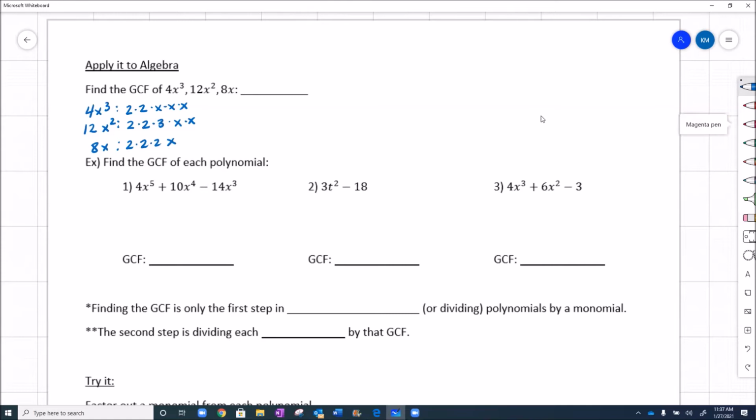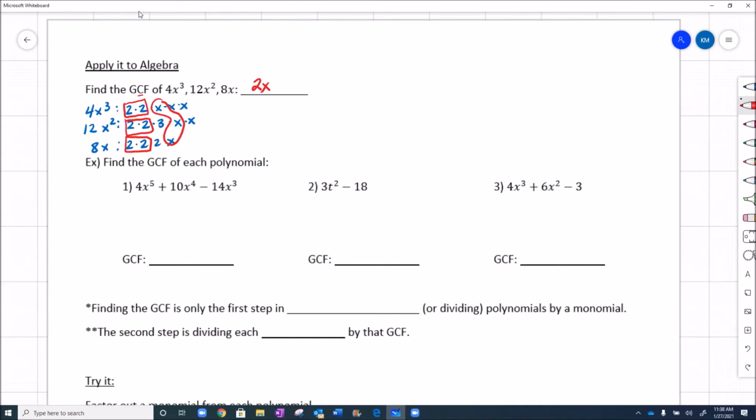Okay, as we look at this listing, we'll say, what do all these have in common? They all have 2 2s, and they all have an x. So what's our greatest common factor? What's the thing that goes into all of these? 2x.